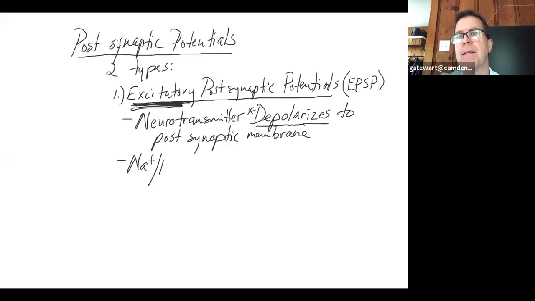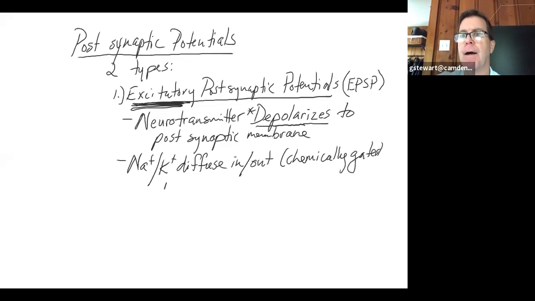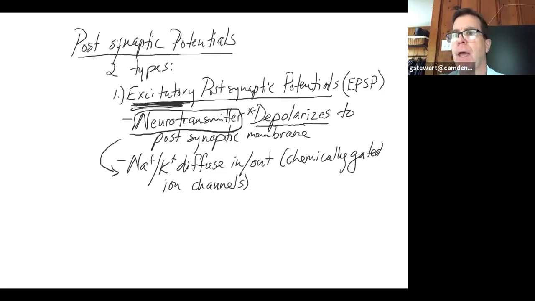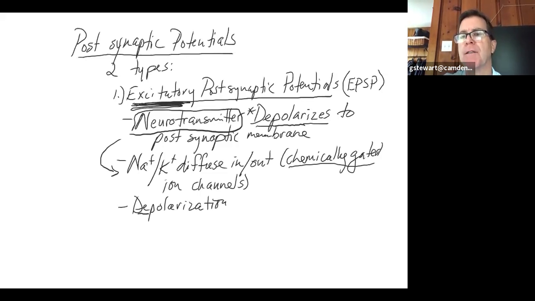So we know the next bit. Sodium and potassium do their thing. I'm just going to write diffuse in and out of the postsynaptic membrane. These are called chemically gated ion channels. Why are they called chemically gated ion channels? Because it's a chemical, this, that is making these channels open up. So they're chemically regulated or chemically gated. So we know that we get a net depolarization. I'm going to repeat that. With excitatory postsynaptic potentials, there's a depolarizing activity.